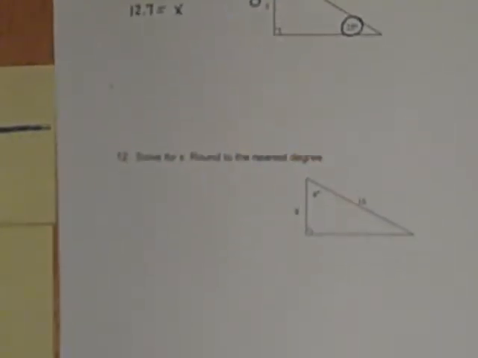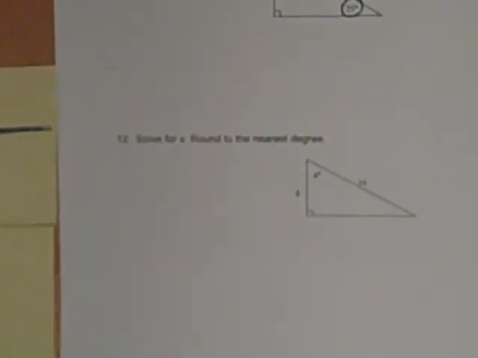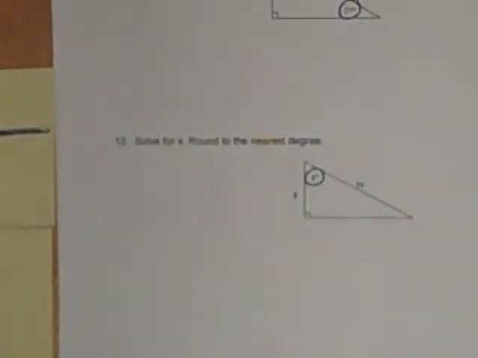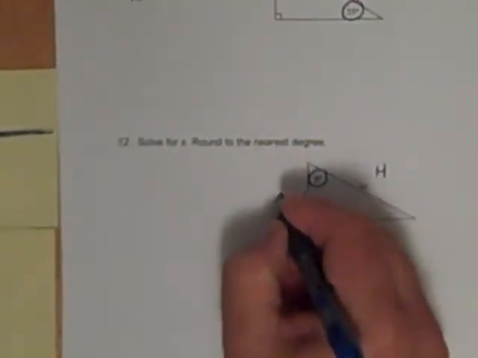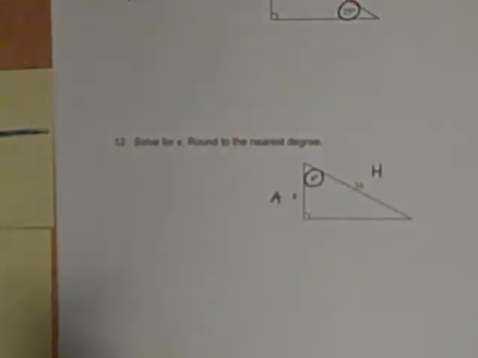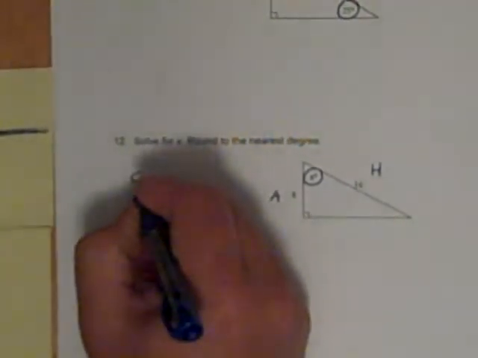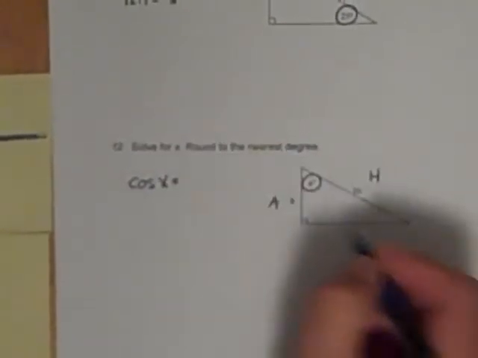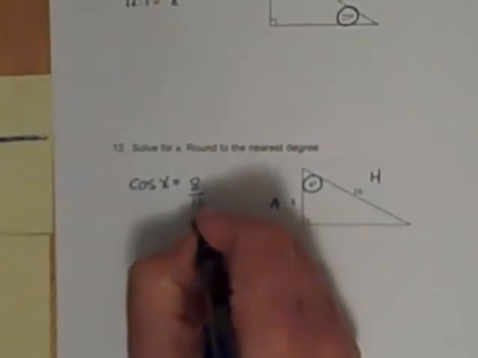Number 12. Solve for x, round to the nearest degree. Okay, again, we circle the angle, label the hypotenuse, and now this one is the adjacent. So adjacent, hypotenuse, we're going to use cosine. So cosine of x equals adjacent, 8, over hypotenuse, which is 16.